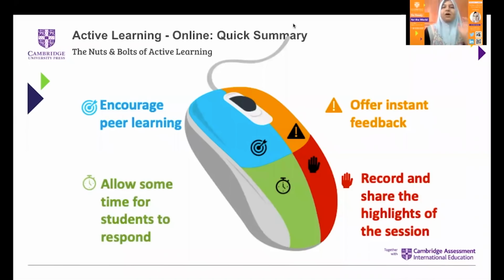Okay. 4 key takeaways from me to work on implementing active learning approaches when teaching online would be to encourage peer learning to happen more frequently. And since it's an online lesson, consider some time for students to respond to you back, whether by chat or using their voice through their mics. Don't forget to offer instant feedback whenever the opportunity arises. If possible, record and share the highlights of the lesson with your learners.